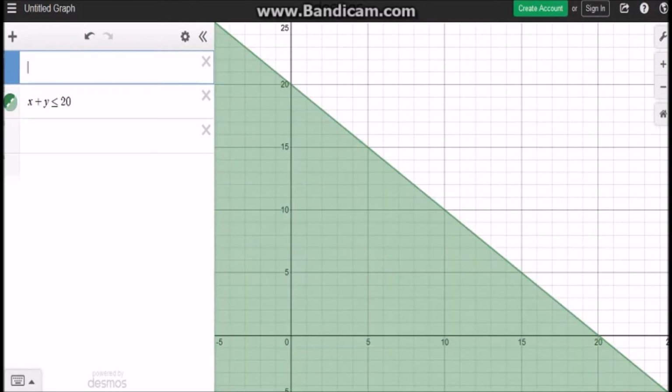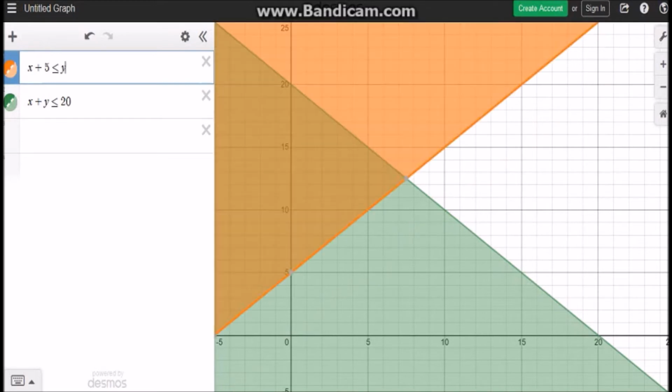Then we have to look at the other parameter they told us, and that's regarding the demand for fiberglass boats. Fiberglass boats are more in demand than aluminum boats, so the company makes at least 5 more of those every single day. So that equation ends up becoming X, which represents our aluminum boats, plus 5 is less than or equal to Y, our fiberglass boats. And those are our two inequalities.